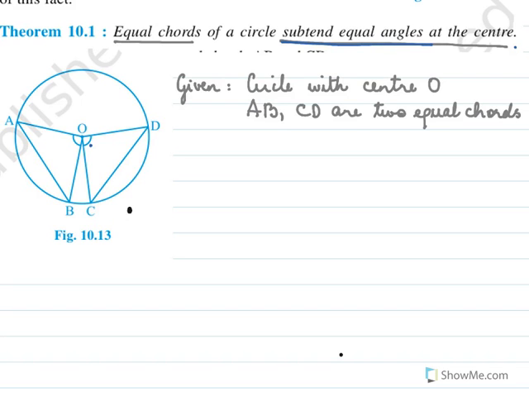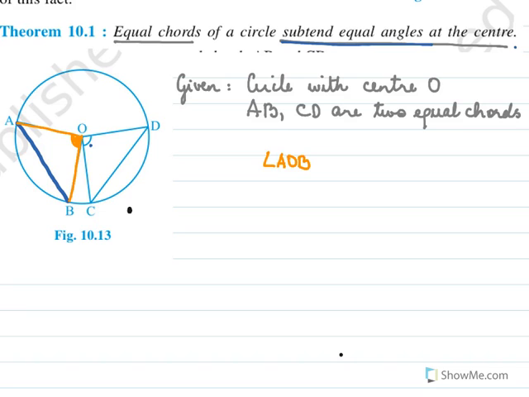Now what is the meaning of this? We have AB as a chord. What is the angle it subtends at the center? From A you join up to O, and from B you join up to O. This is the angle subtended by AB. So the angle subtended by AB is angle AOB.